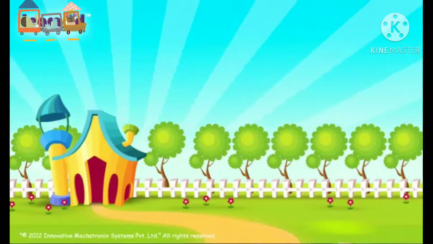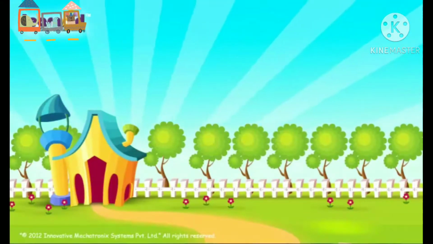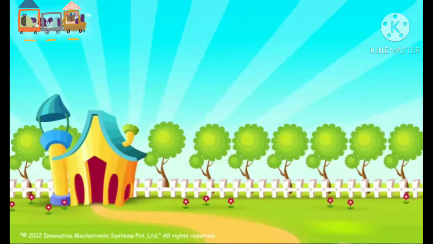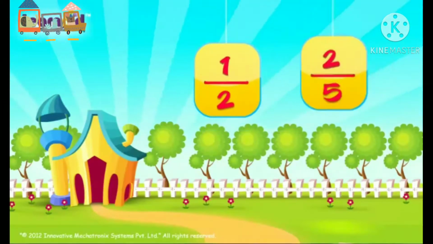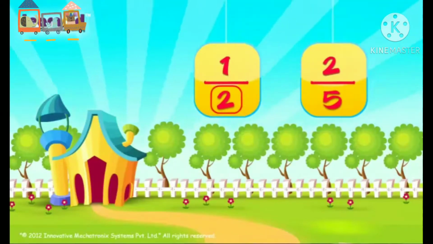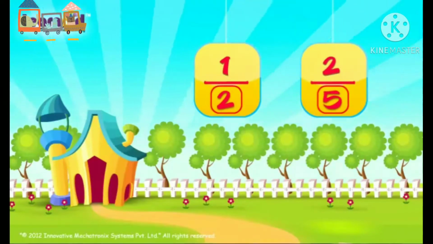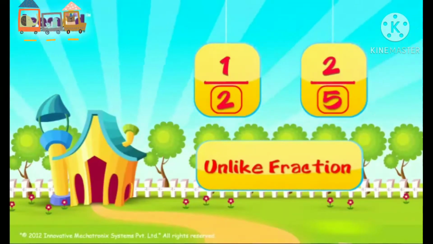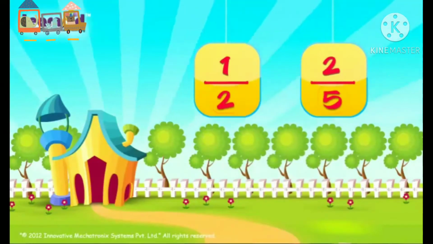Unlike fractions: fractions that have different denominators are called unlike fractions. 1 by 2 and 2 by 5. 1 by 2 and 2 by 5 are unlike fractions because the denominators are not the same.